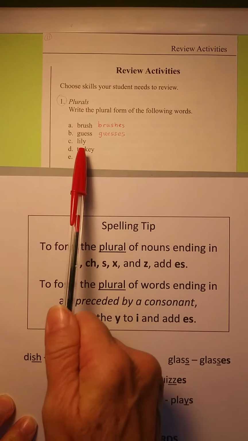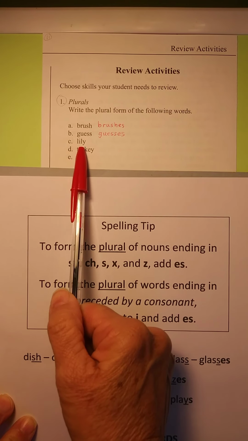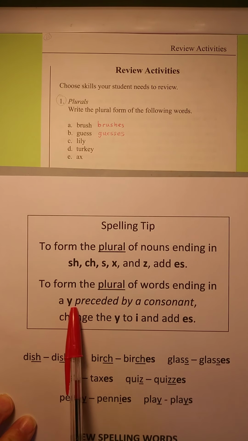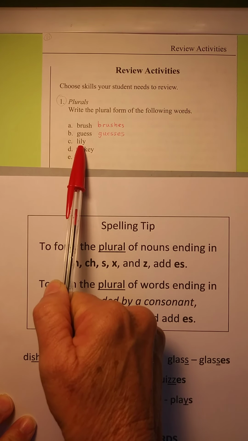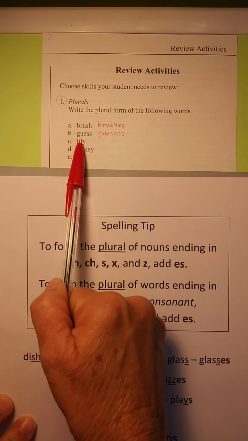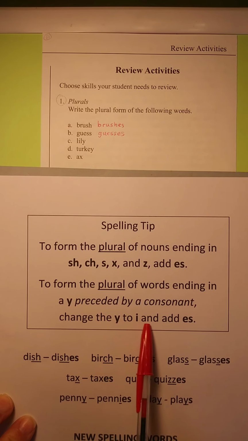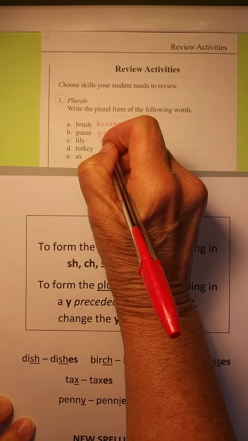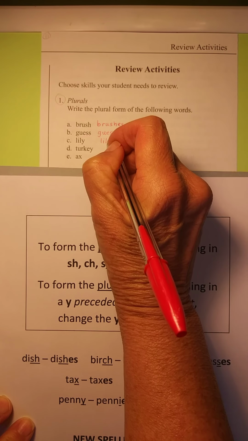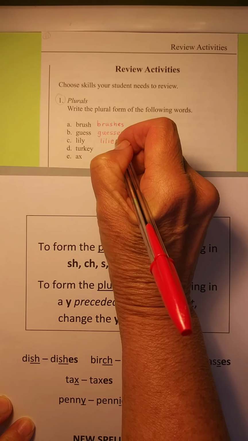G-U-E-S-S-E-S. Okay, lily. Lily ends in a Y, which is preceded by an L. Is an L a consonant or a vowel? It's a consonant. So it has to follow the change Y to I and add ES rule. So this is going to become L-I-L, change the Y to I, and add ES. Lilies.